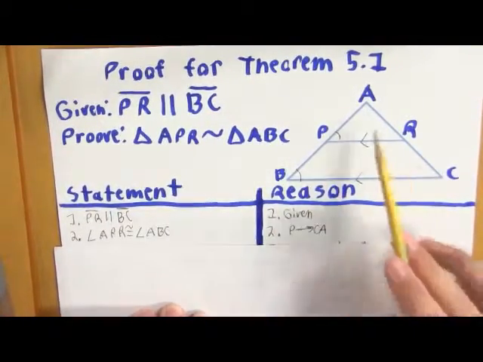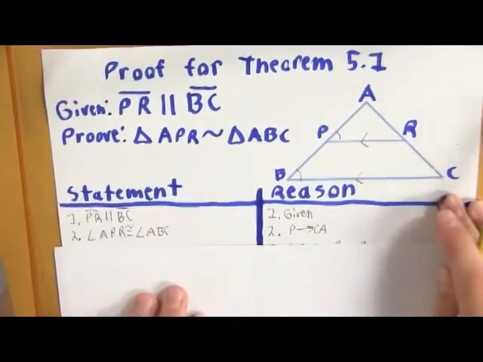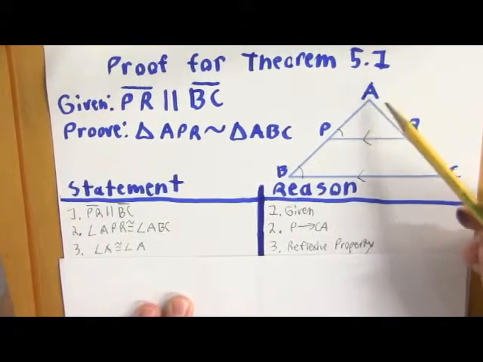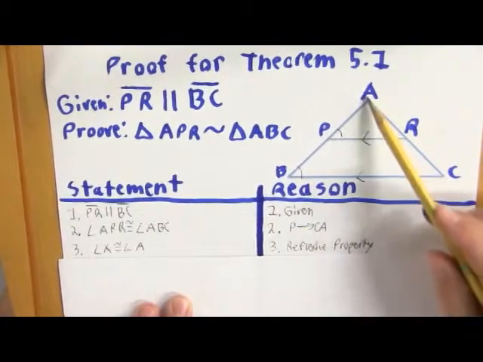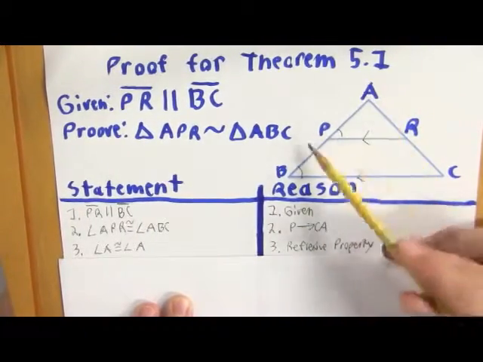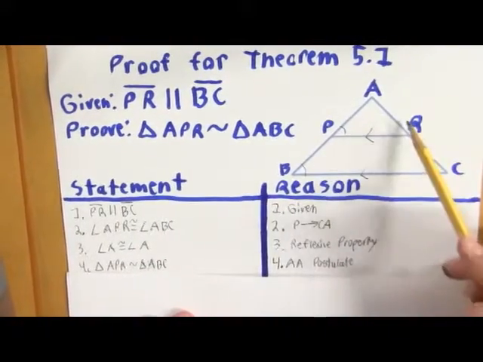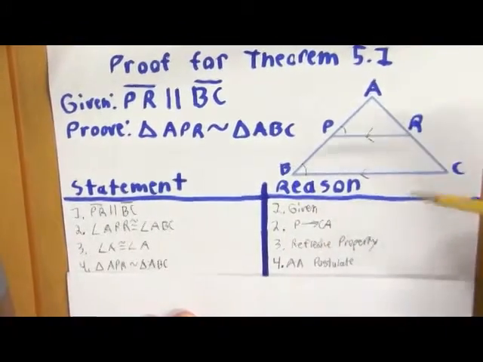We have angle A, which is congruent to itself, and angle APR, which is congruent to angle ABC. And so that's the proof for theorem 5.1. And so now here's a couple of examples in which we'll be implementing Theorem 5.1. So here we have given PR is parallel to BC, AR equals 14, PR equals 12, and BC equals 15, as well as the fact that PB equals 4. And we need to find the lengths of AB, AP, and AC.